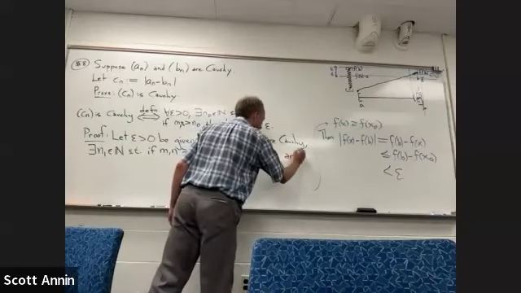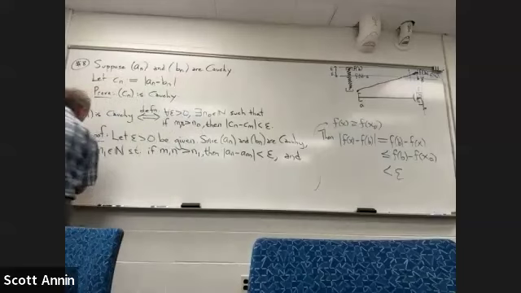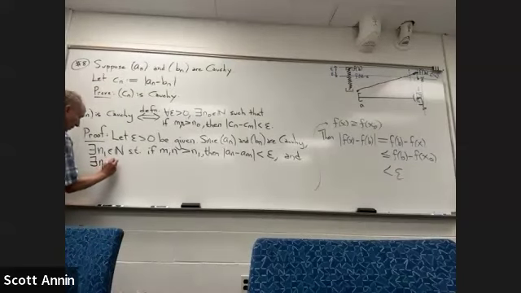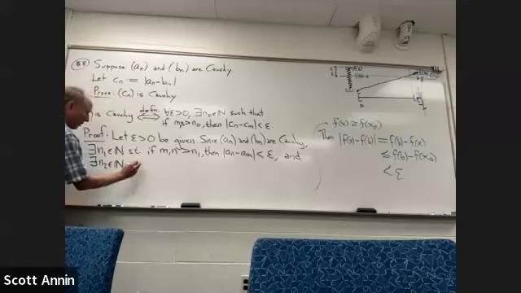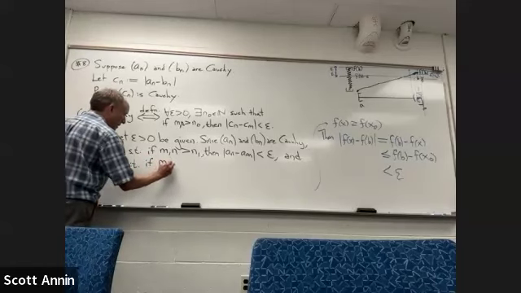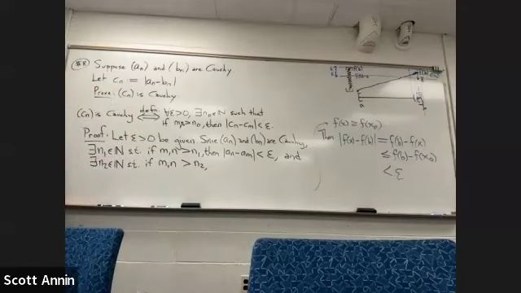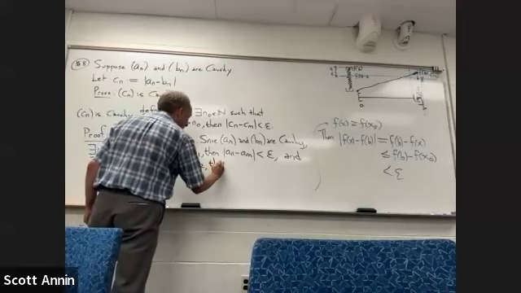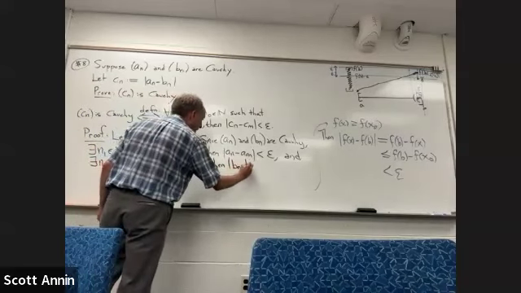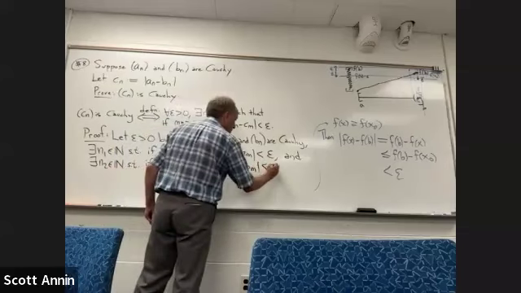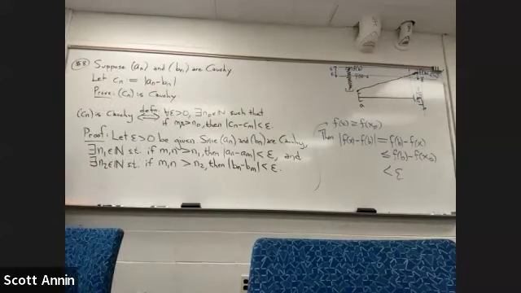And in addition to that, there also exists an N2 in the natural numbers such that if M and N are greater than N2, this is something we've seen a lot, right? Where we have multiple N's that we have to work with at the same time. Then absolute Bn minus Bm is also less than epsilon. Okay, and then what am I going to do?